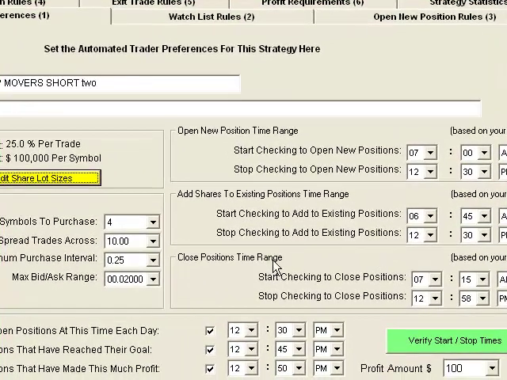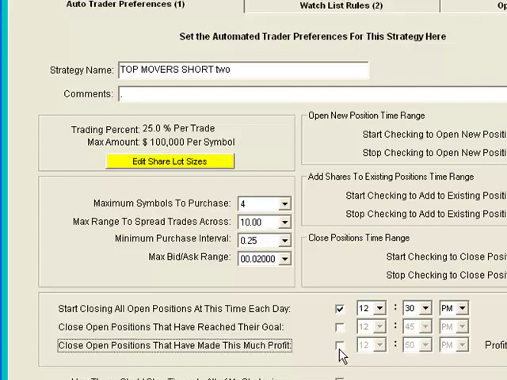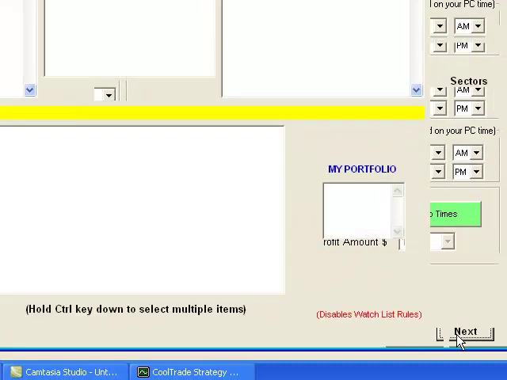But actually in this strategy, since it's a day trading strategy, it closes all positions at the end of the day. So there's a little more advanced functionality right here. Start closing all positions at this time. So at 12:30, I'm going to be out of everything. Close open positions that have reached their goal: 12:45, disregard it. It's there. Then close positions that have made this amount, disregard that too. I could actually have those unchecked. Not a big deal.